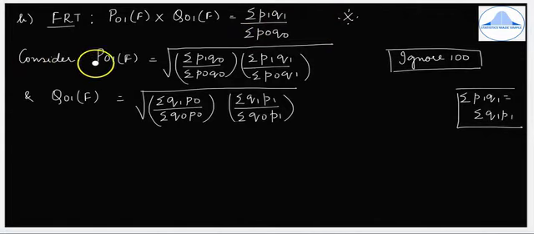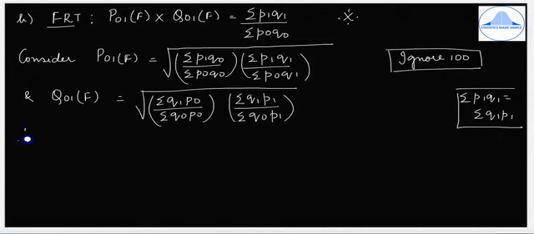Now again write the formula for P01 of F, which is root of summation P1 Q0 by summation P0 Q0 into summation P1 Q1 by summation P0 Q1, and again you have to ignore the 100 for FRT. Now write down Q01 of F formula. This is also very easy. In the above formula, where you have P, you replace it by Q, and Q you replace it by P. But the 1s and 0s remain as they are, and so you will get the Q01 of F formula.